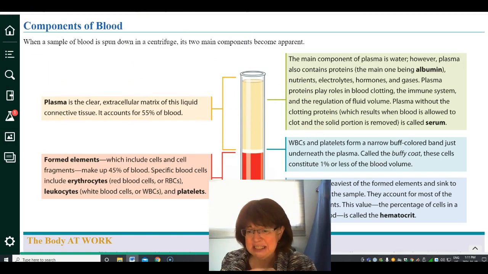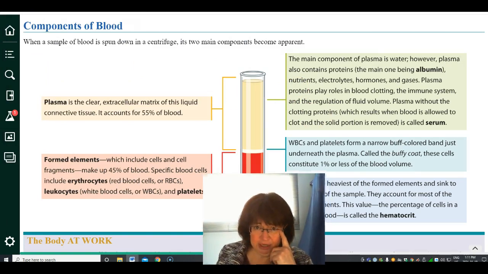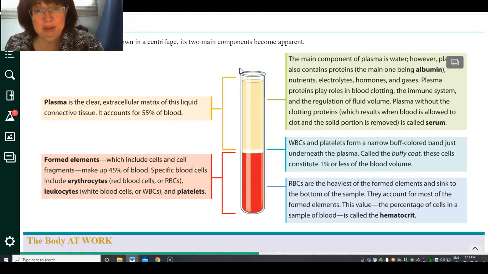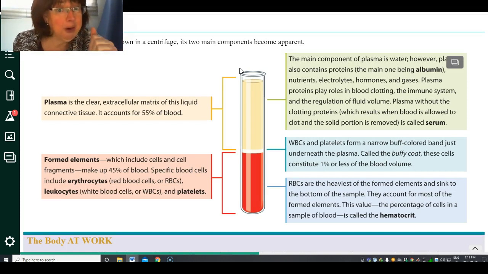Now, in this diagram, it's a little confusing, so let me clarify a bit. This is a spun sample, or a sample that has been centrifuged. Now, when you centrifuge it, you separate things based on weight. If you remember, blood can be a suspension, which means when you spin it down, the blood cells go to the bottom and they're heavier, and these are the red blood cells.